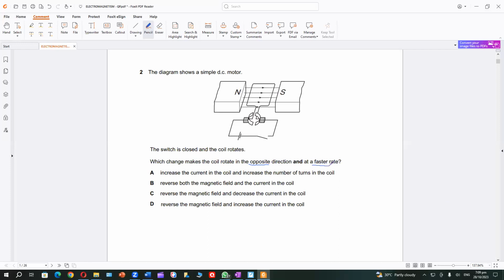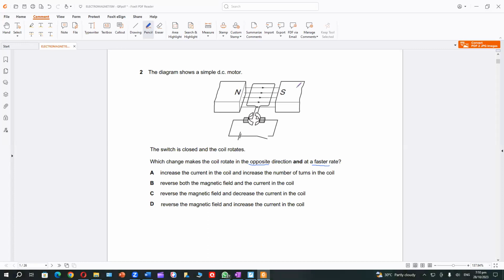And at a faster rate. Increase the current. Okay, A. One answer suggesting A. If I increase the current, okay, two people are saying A. If I increase the current, the coil will move faster. But how will I reverse the direction? How will I rotate the coil in the opposite direction if I just increase the current and increase the number of turns? So there is a confusion in option A.